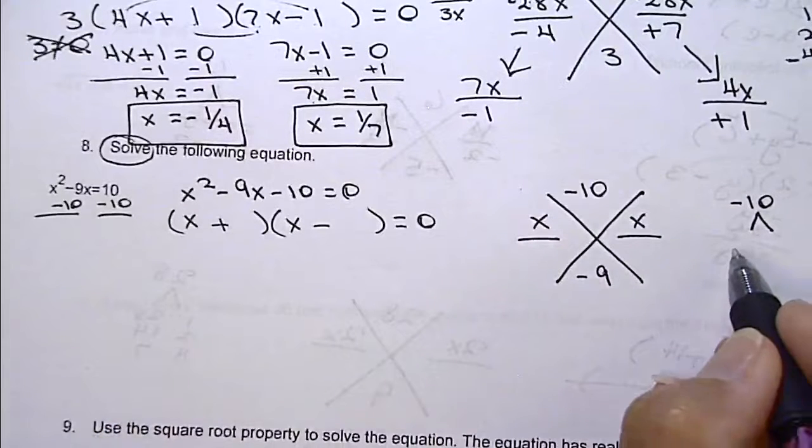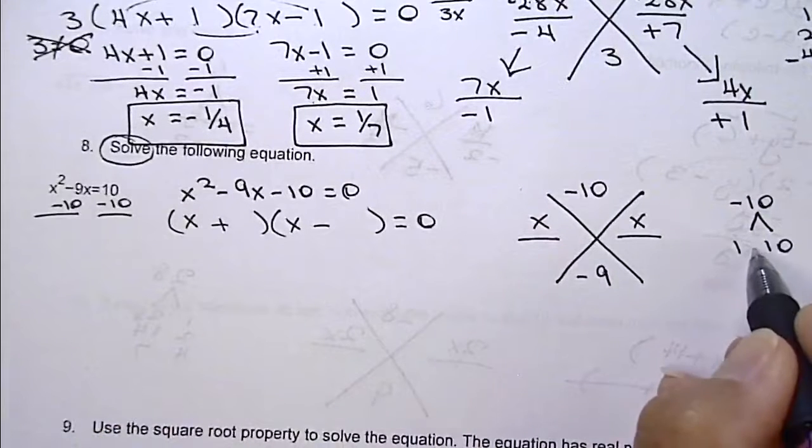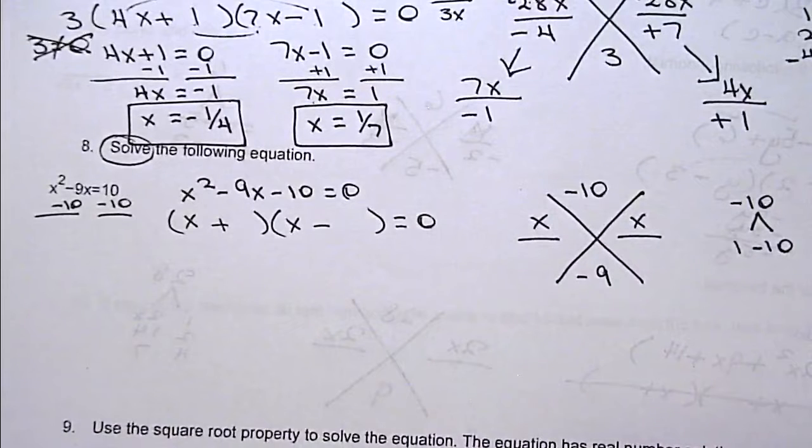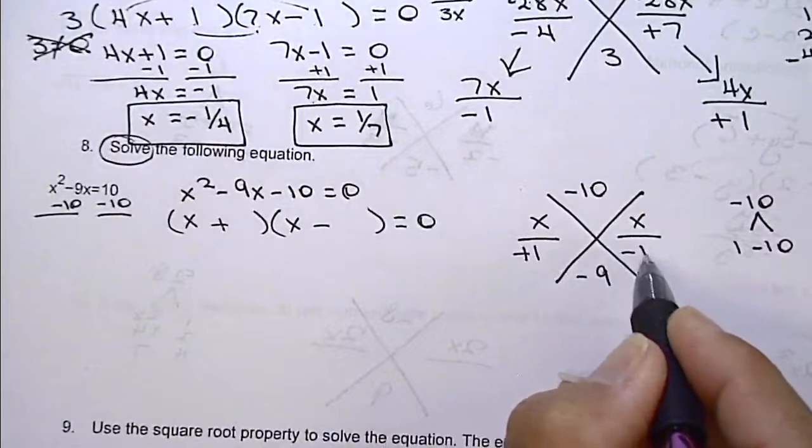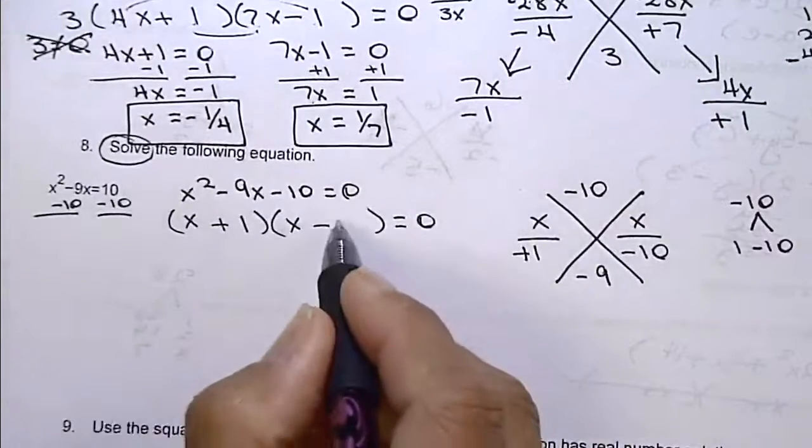So 10, what about 1 and 10? Yep, if it's a negative 10 and a positive 1, it would be 1 minus 10. That would give me negative 9. So I got a positive 1, a negative 10, positive 1, negative 10.